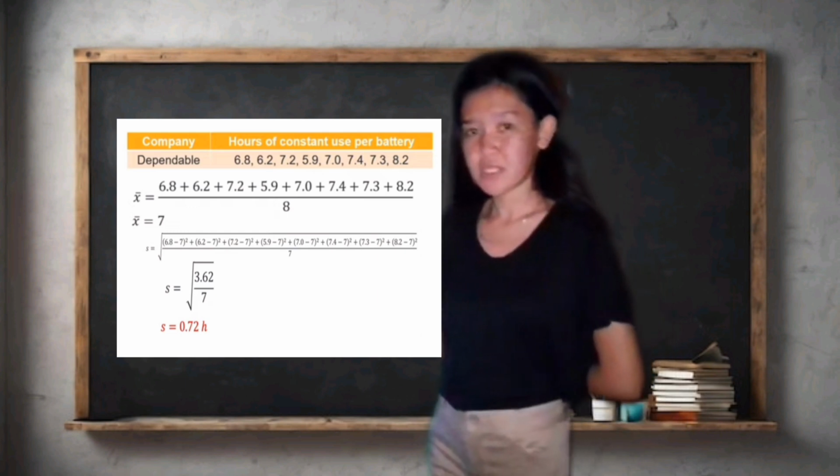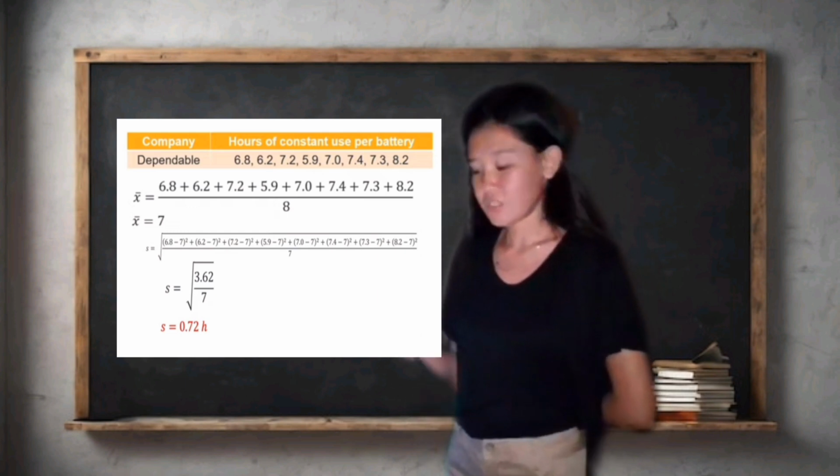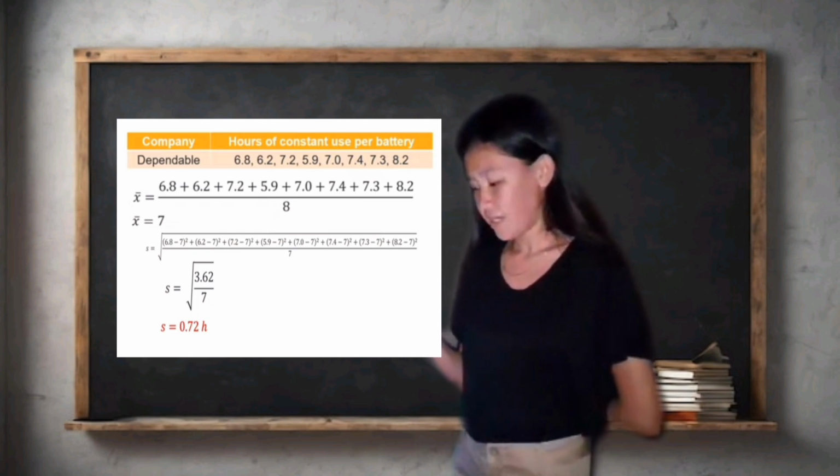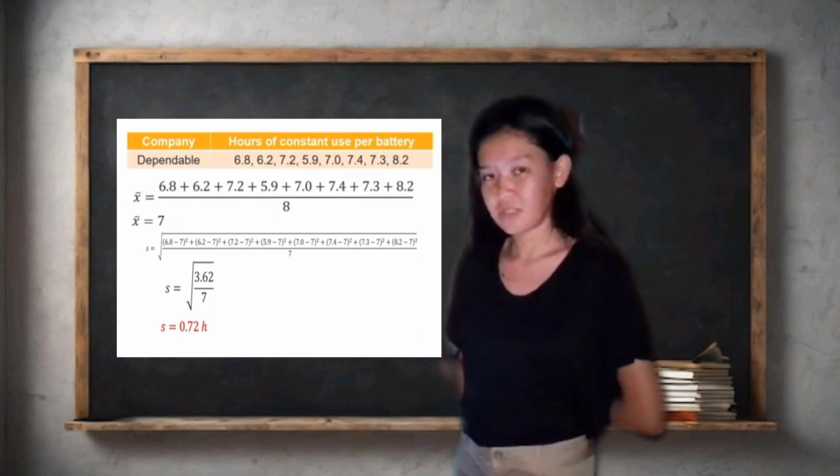So we divide 3.62 by 7. After that, we take the square root, and then we get the answer. Therefore, our answer is 0.72 hours.